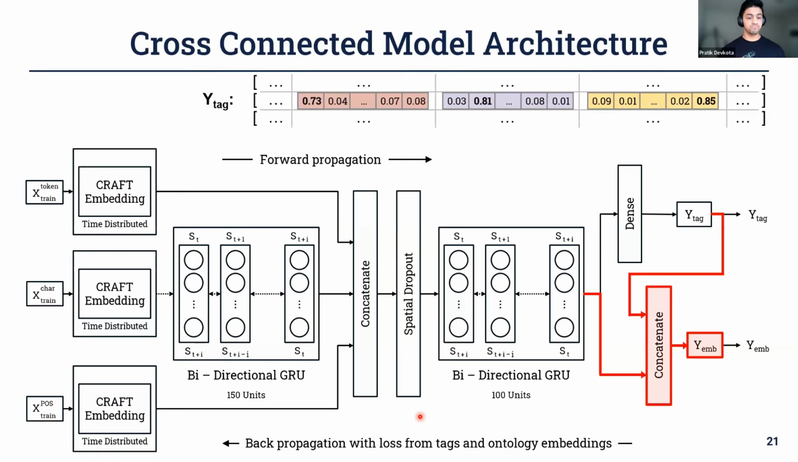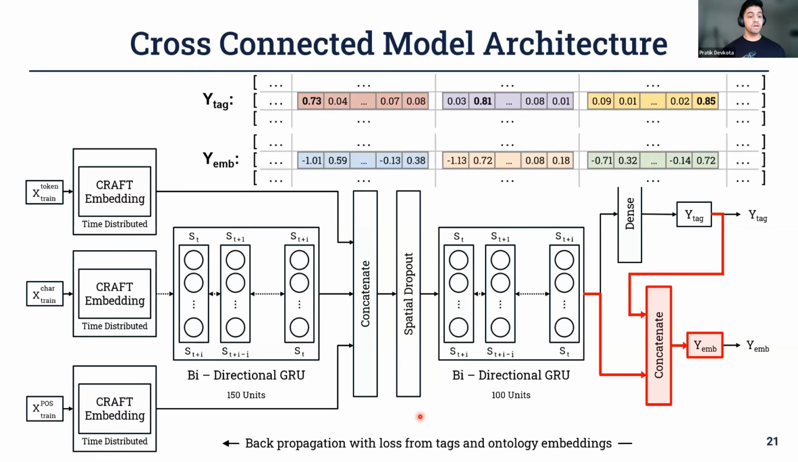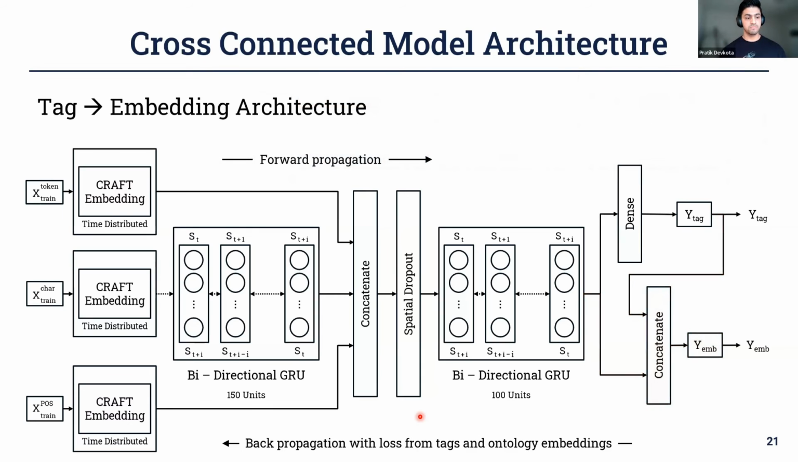And since we have two different outputs, here's an example of what the tag output looks like and what the embedding output looks like. And since we have the output of tag fed to the embedding, we would like to call it tag to embedding architecture.